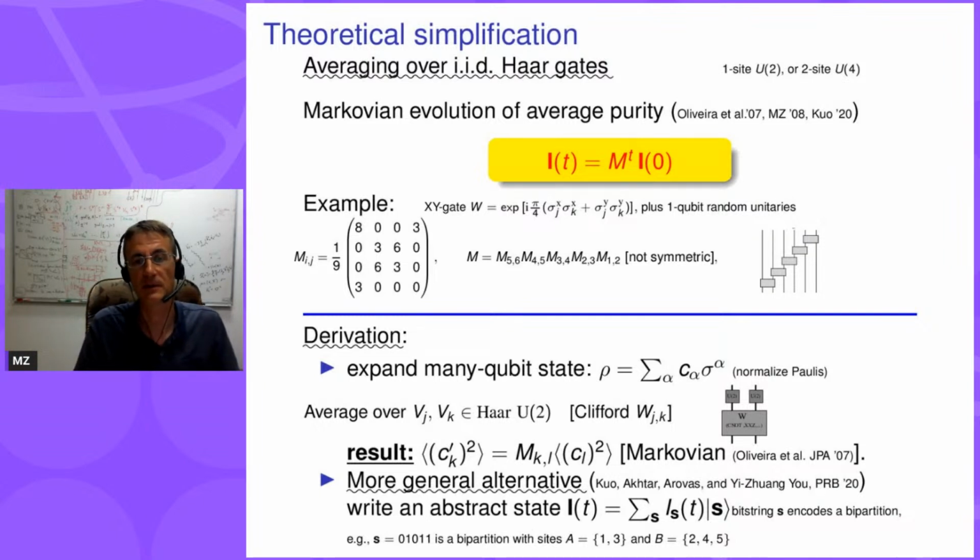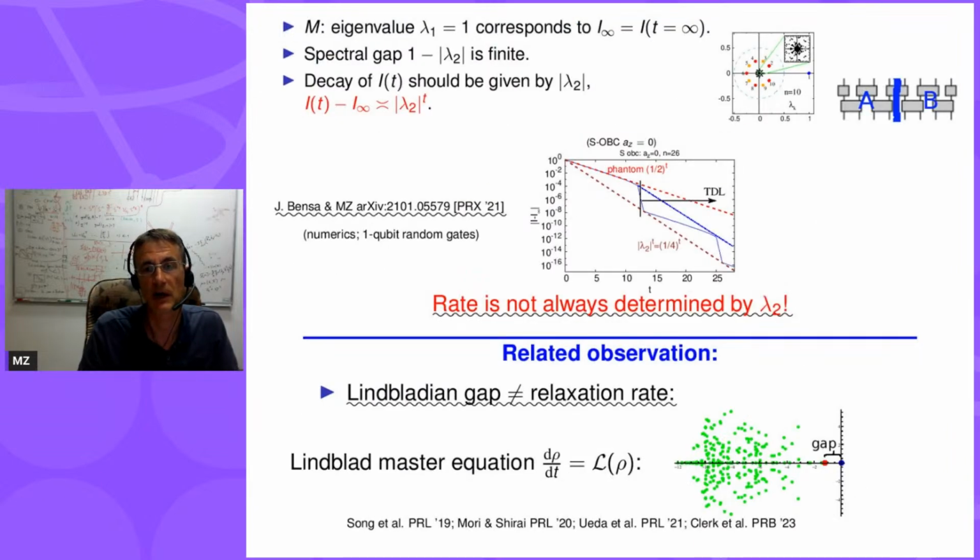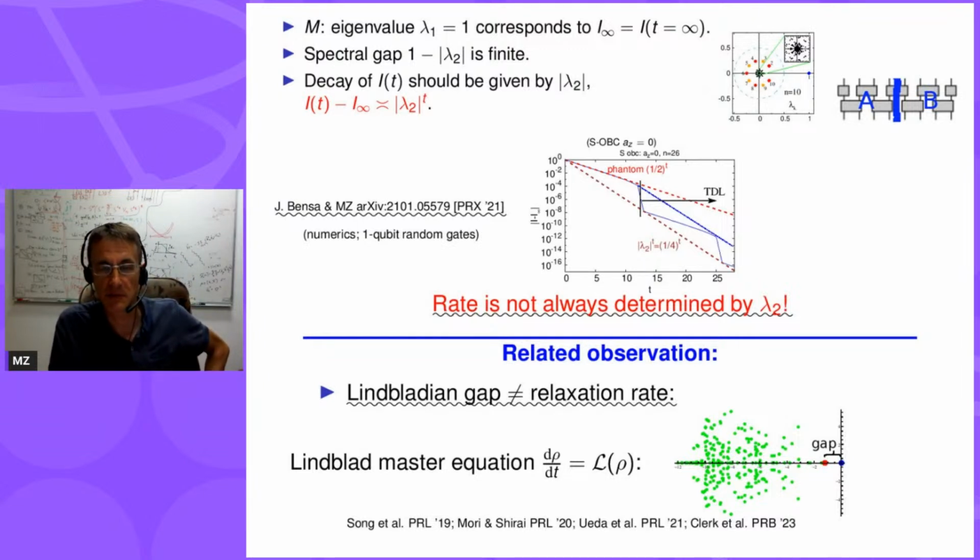Because for Hermitian matrices, there are no surprises. For non-Hermitian ones, you can have these fancy effects that I will now describe in more detail. All right, so we have this Markovian description, good. Matrix M has, as I said, one eigenvalue 1. This corresponds to infinite time, so a random state. You know what this steady state is. And for those random circuits that I described, the gap is always finite.